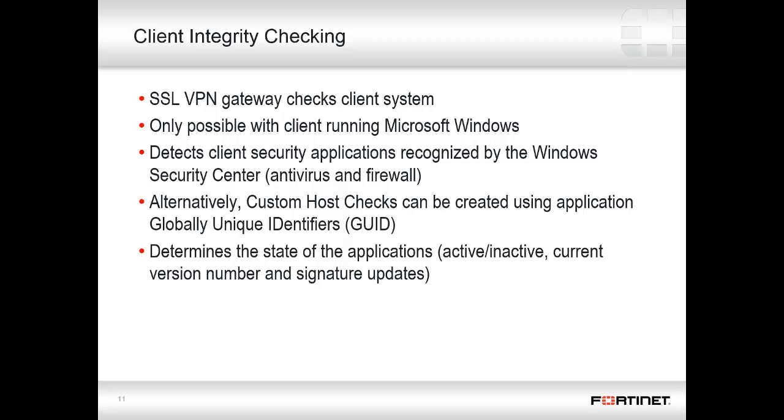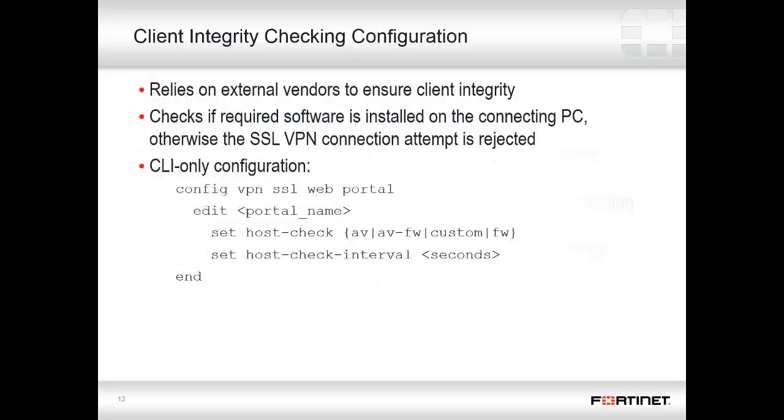Alternatively, the feature can also be customized to check the status of other applications by using their globally unique identifier, or GUID. The GUID is a unique ID in the Windows Configuration Registry that identifies each Windows application. Client integrity can also check the current software and signature versions for the antivirus and firewall applications.